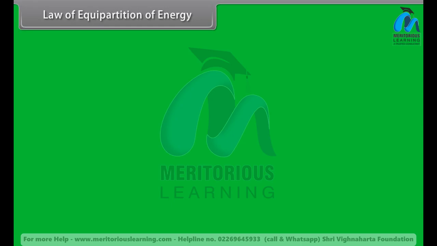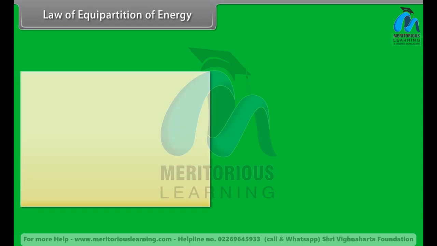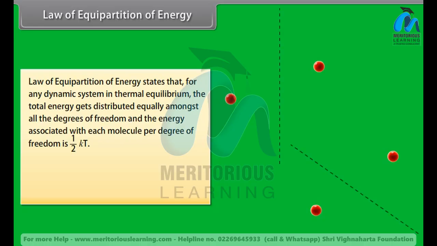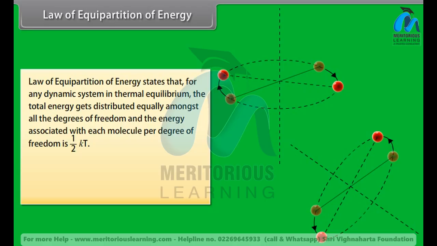Law of equipartition of energy. The law of equipartition of energy states that for any dynamic system in thermal equilibrium, the total energy gets distributed equally amongst all the degrees of freedom, and the energy associated with each molecule per degree of freedom is (1/2)kT, where k is Boltzmann's constant and T is the absolute temperature of the system.